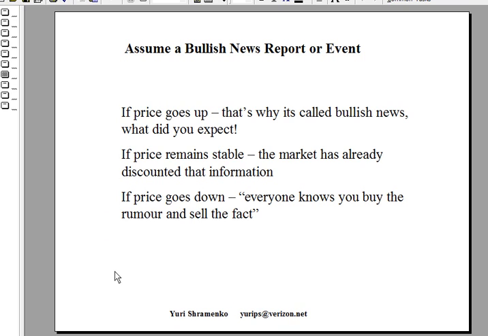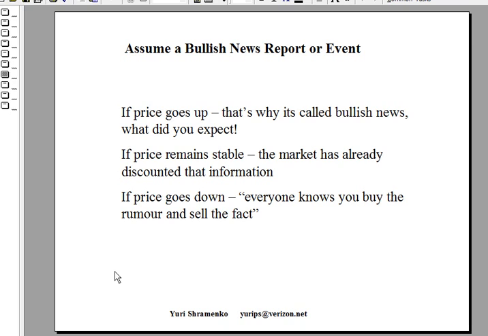This is very common. Let's say you just had a bullish news report today, or a bullish rumor, or a bullish anything. If price goes up, that's why it's called bullish. If price stays the same, doesn't change much, that means the insiders, well, they're privy to information. I'm sure you've heard this many times. Well, the insiders get information faster than you. The professionals are able to know this information before the retail public. And that's why by the time it makes it to the news or to this website, the insiders already knew it. The market's already discounted that information.